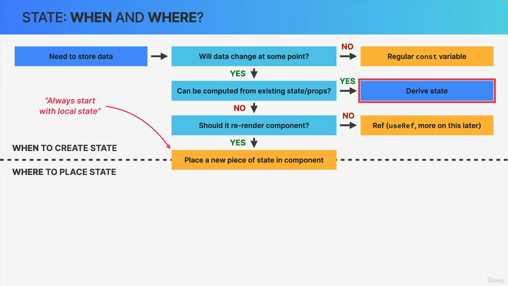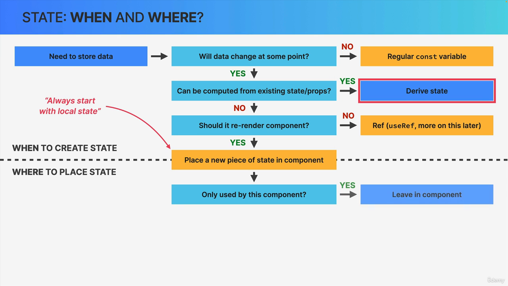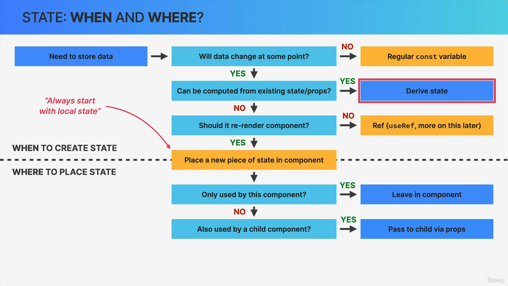But anyway, let's now focus on where to place each new piece of state. So if the state variable that we just created is only used by the current component, then simply leave it in that component and you're done. So that's the end of the process right there. However, the state variable might also be necessary for a child component. And in that case, simply pass the state down into the child component by using props.